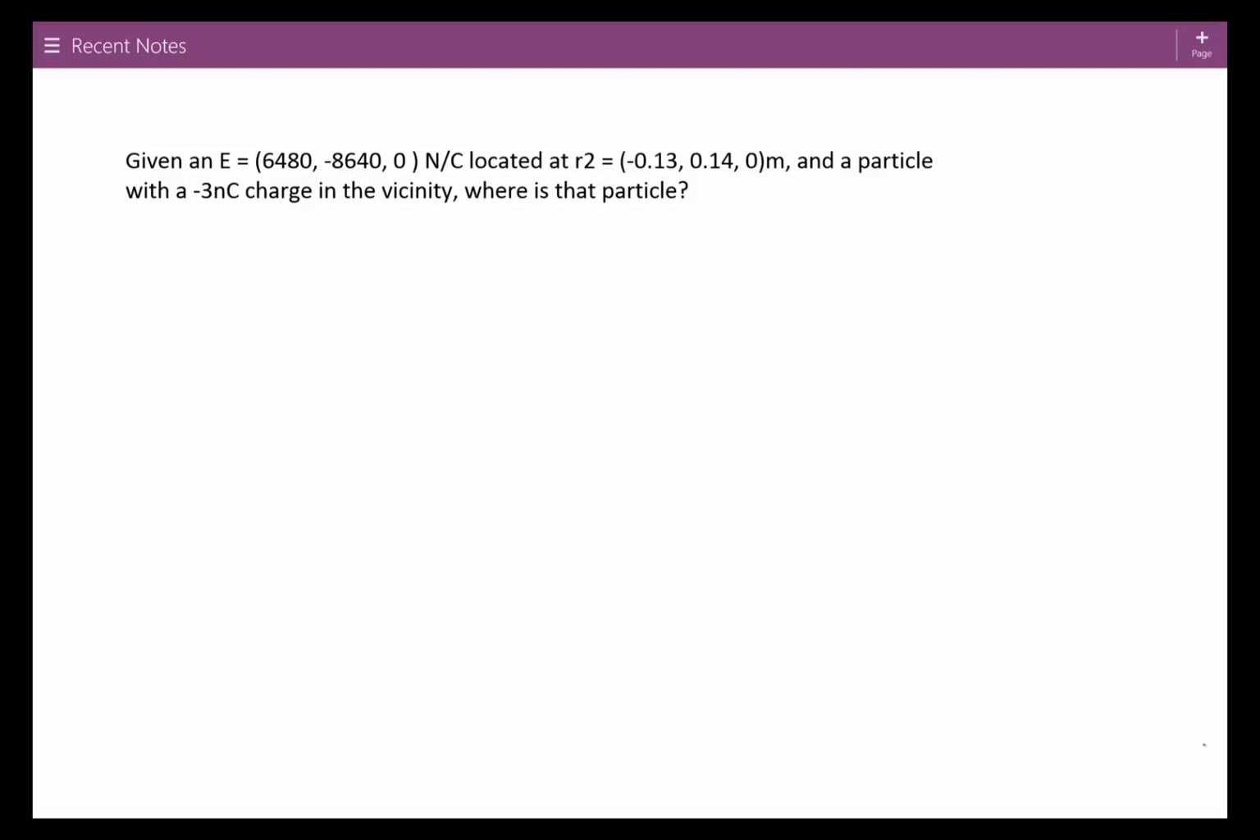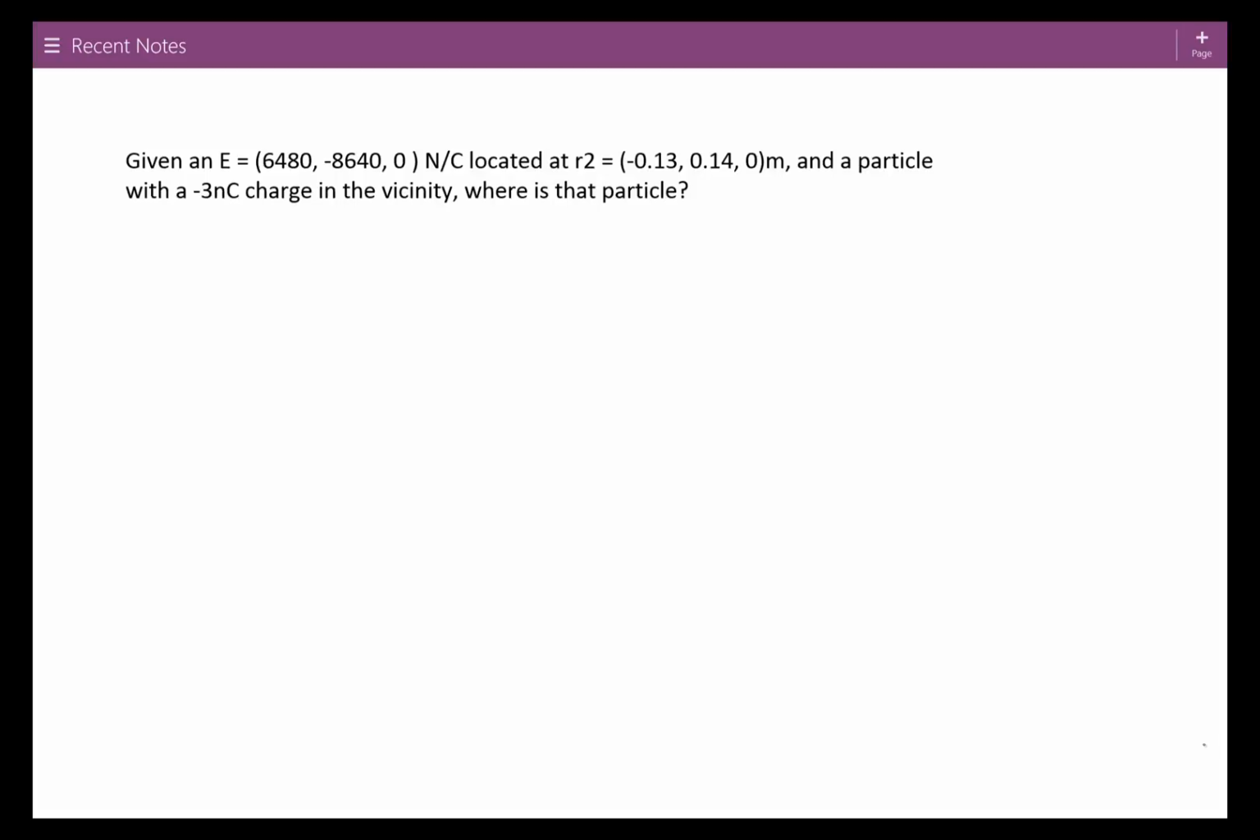Alright, so we have an electric field of the strength shown there in the problem statement. It's got a location where the strength is, and then there's some particle in the vicinity that has a negative 3 nanocoulomb charge on it. Perhaps we can see it and it's labeled. I don't know why we know that, but we know it. But we'd like to know where that particle is located, given that we know the position of that field strength.